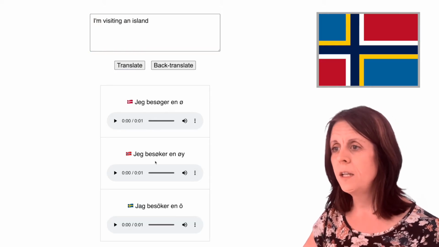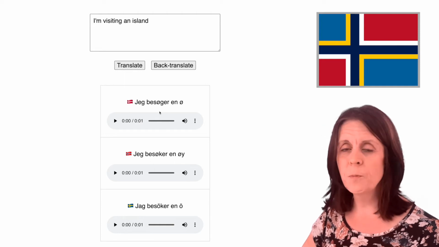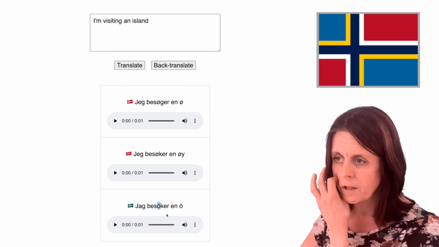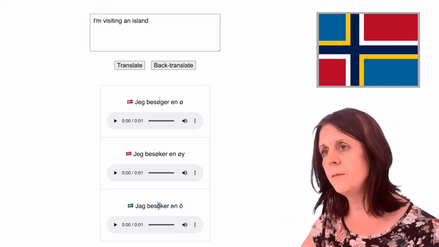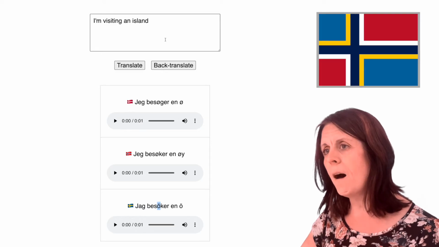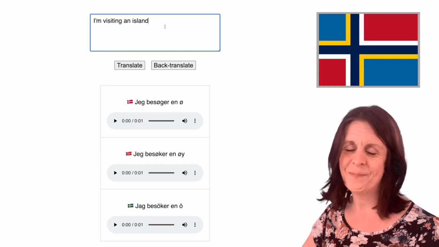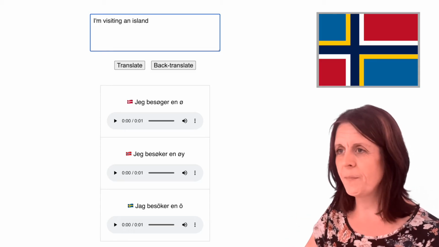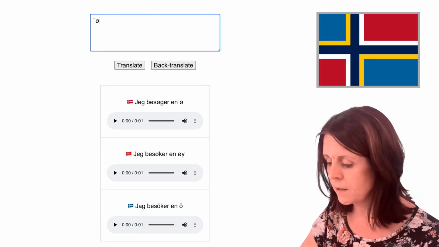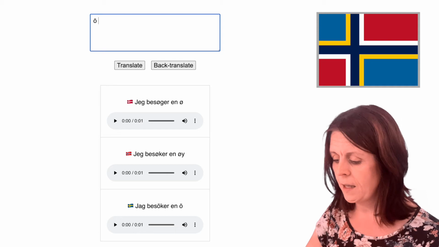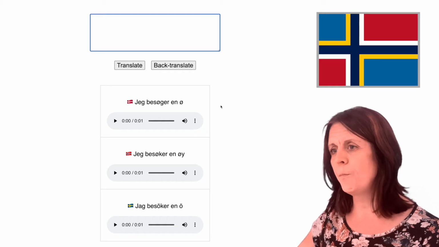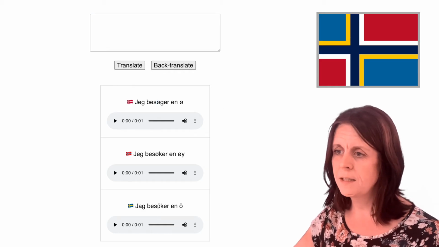Okay, next example. I'm visiting an island. Okay, jeg besøger. What I want to point out here is the letter Ø, which in Danish and Norwegian you've got this O with a line through it. In Swedish, you've got the O with two dots, umlaut, over it. I'm going to say you can use either one. The reason is, if you're in Sweden, you've got a Swedish keyboard, you're going to have the letter, what is it called? No, not that. This. And I'm going to say those two are equivalent. So I'm going to say it doesn't matter. So we'll treat the Ø as if it's this Ø.